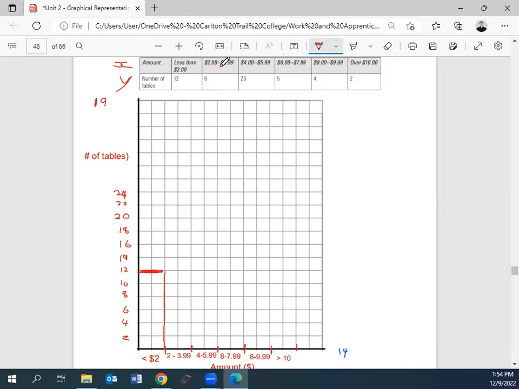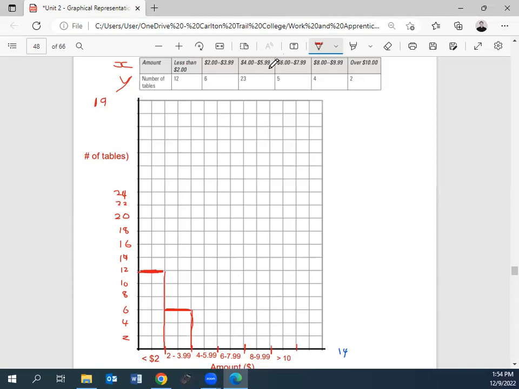And then I pick my next one, which is between $2 and $3.99. Yeah, 6. And I'm just going to go to the 6. I'm going to mark that across, right? And then I'm going to fill that in. I'm going across 2 lines because that's how I chose to use up my graph space well. We want to maximize the area of our graph.